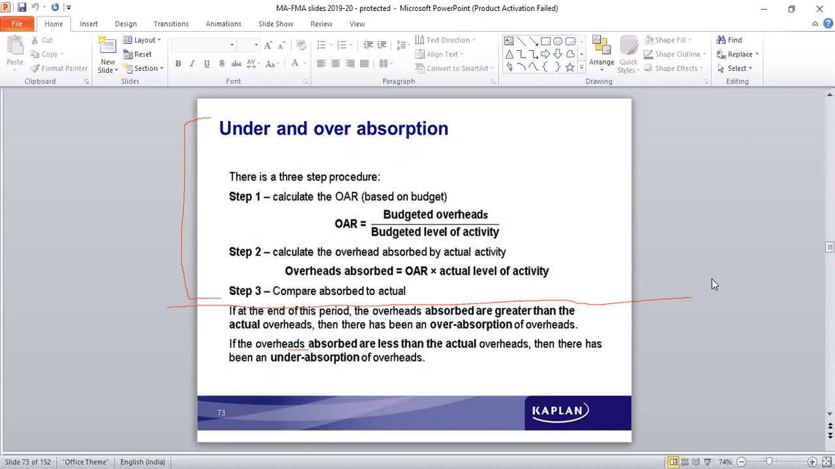They calculate the overhead absorption rate: the total budgeted overheads divided by the budgeted level of activity, giving a rate per activity. Then that is taken and applied to the actual usage, and that gives the overhead absorbed. Compare it with the actual overheads incurred. Compare the actual overheads with the absorbed or charged overheads. If there is a difference, it is on account of under absorption or over absorption.